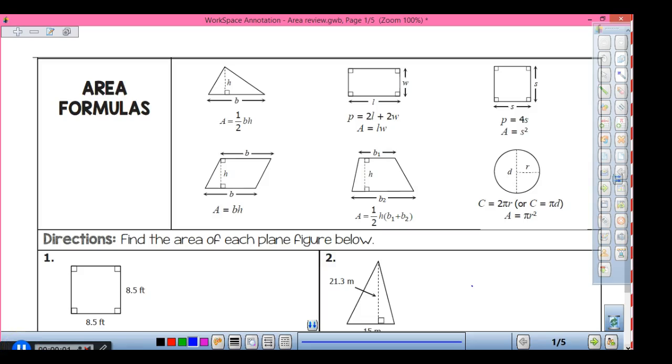All right, these are all formulas that we've all seen before, right? Area of a triangle, 1/2 base times height. Perimeter of a rectangle, you add up all the sides. Area is length times width or base times height. A square, all four sides are the same, so base times height is also side squared. Area of a parallelogram is just base times height. Area of a trapezoid, 1/2 times the height, and then you gotta add together base 1 plus base 2.